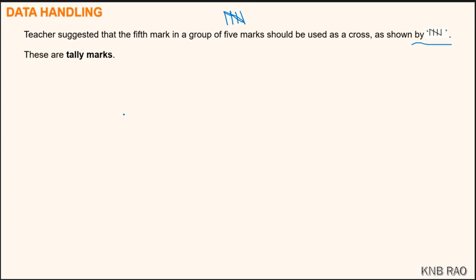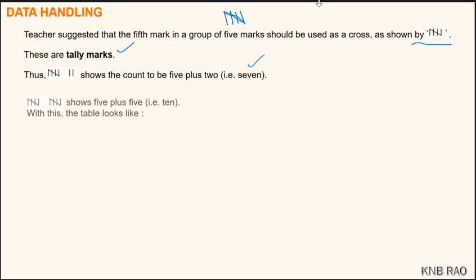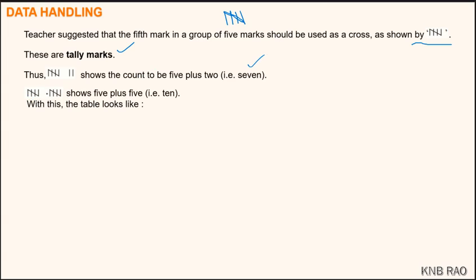These are called tally marks, and this tally mark, where 1, 2, 3, 4 and 1 cross, is nothing but 5. So I will now start counting this as a 5 quickly. 5 plus 2, it becomes 7. Whereas in another example, this becomes 2 such bunches, 5 and 5 together gives me 10.